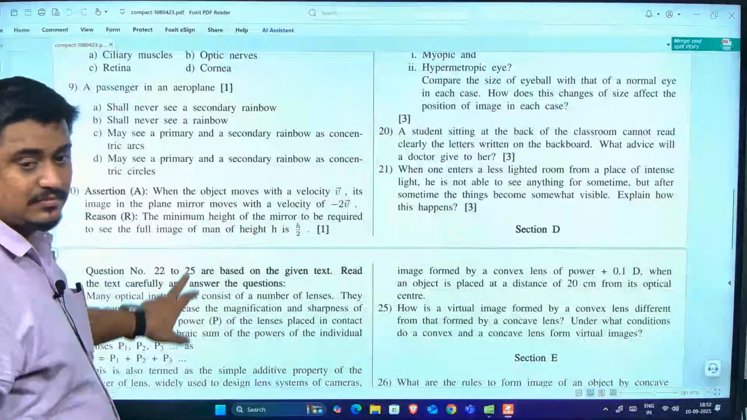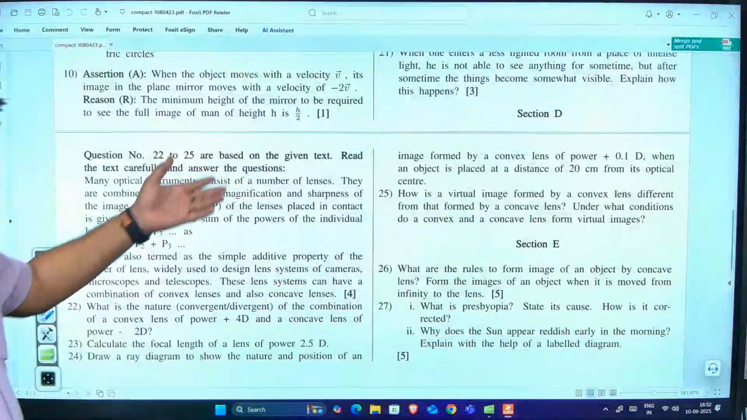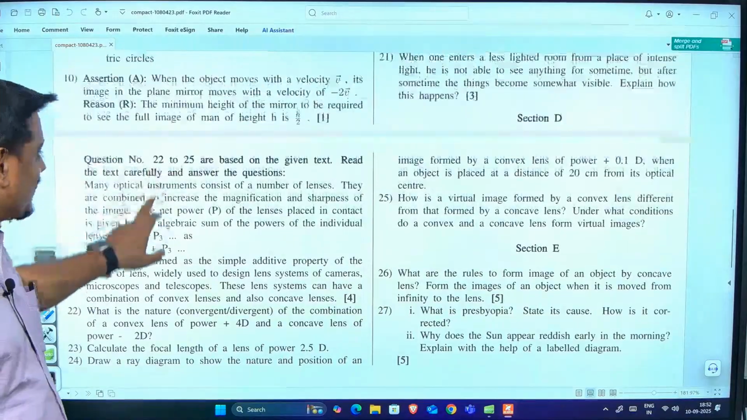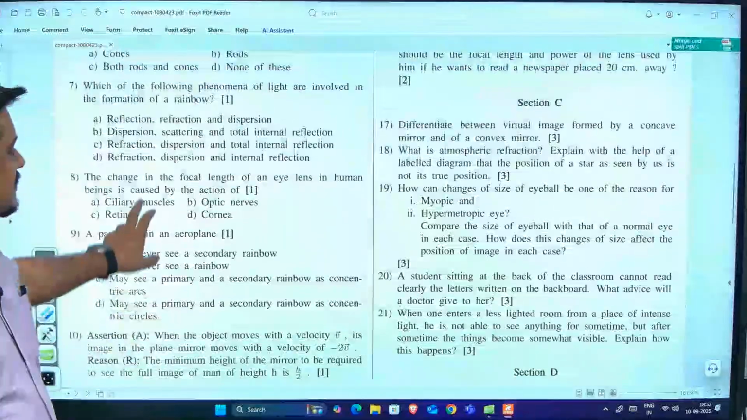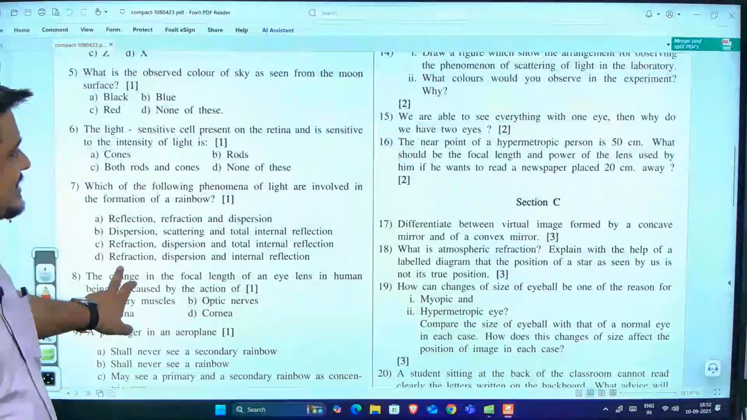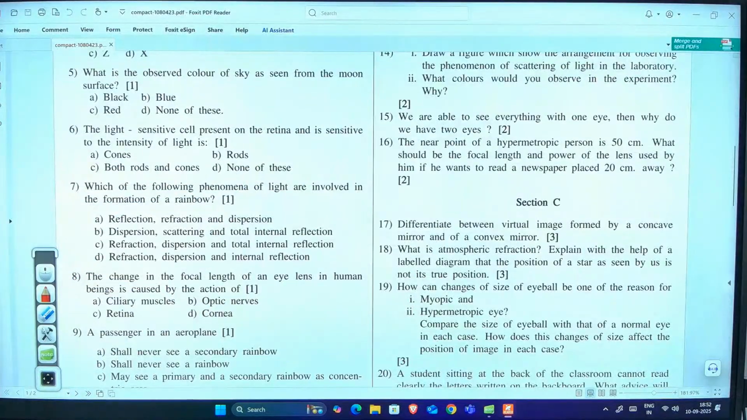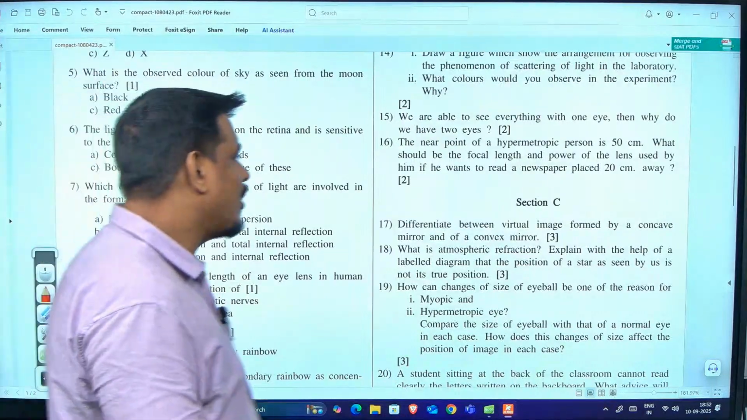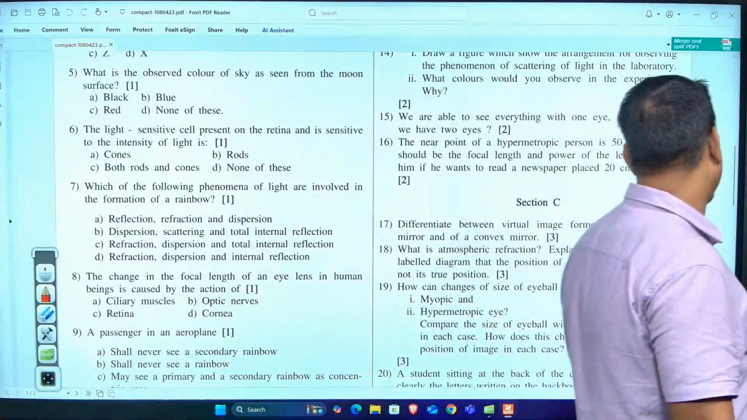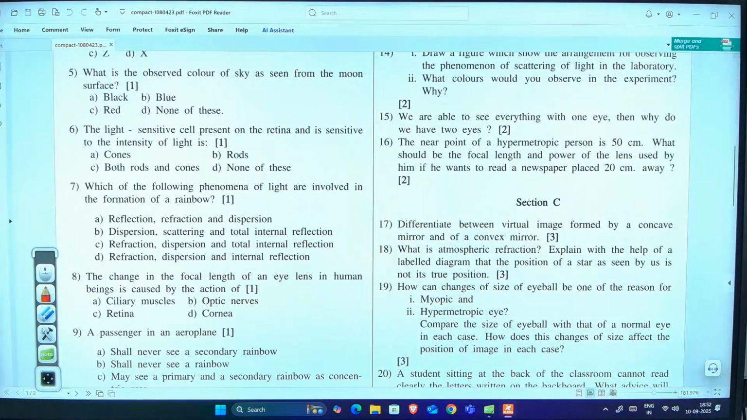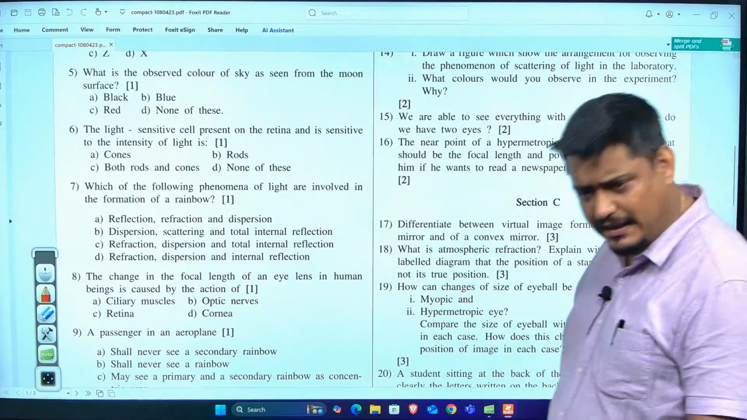Sir, how to solve it? So, I will take some numericals and help you. Any numericals here? Yes, check. 16th question. The near point of a hypermetropic person is 50 centimeter. What should be the focal length and power of the lens used by him if he wants to read a newspaper 20 centimeter away? Everyone try this, I will help you if you are not able to solve.